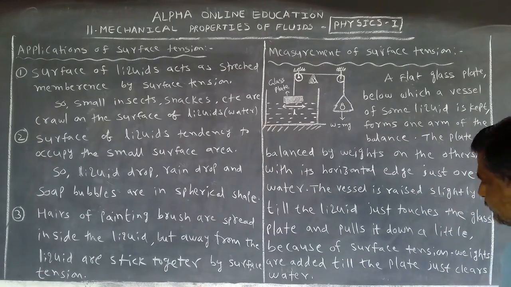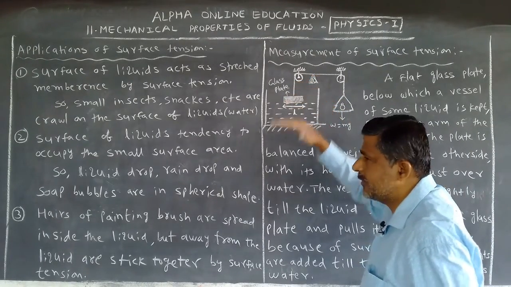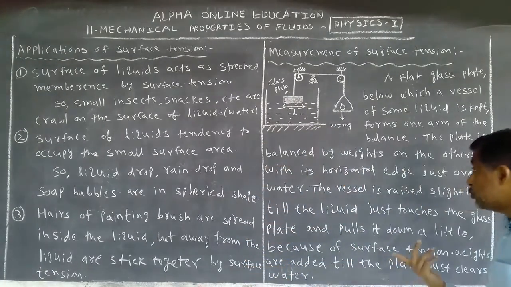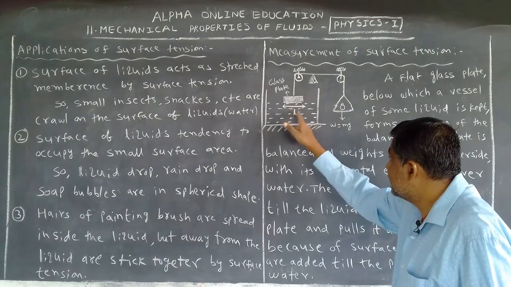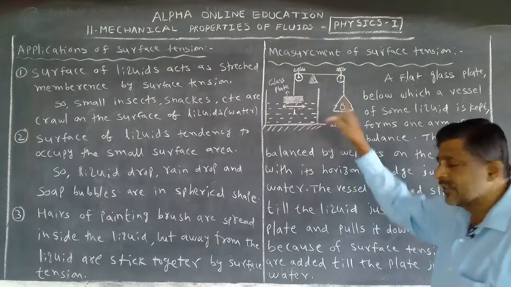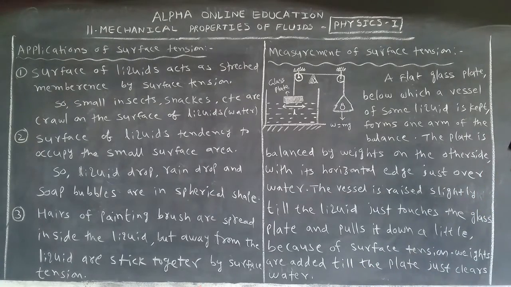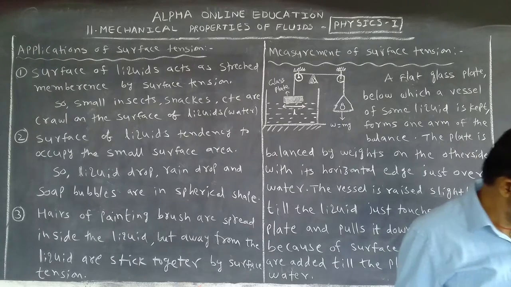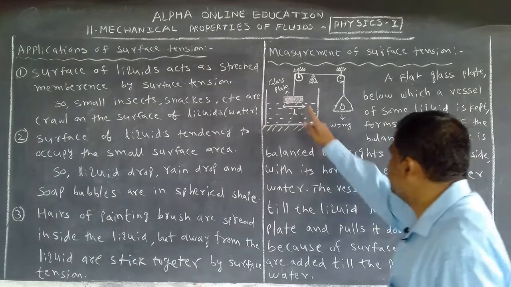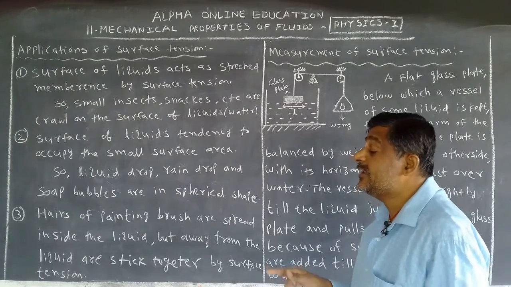Now what do we want to do? We want to bring the glass plate above the water. Due to the surface tension, the liquid pulls the glass plate. Now add the weights. Slowly add the weights till the plate just clears the water, so the glass plate is raised.